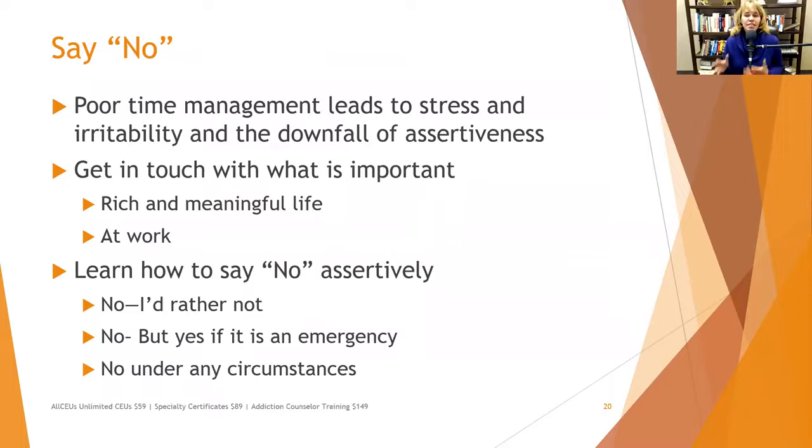The second level is one where you really don't want to say yes, but if you have a friend or a colleague or your boss really, really needs something, then you might be willing to put aside something that's important to you in order to help them out. Level 3 is no under any circumstances. There is just no way I'm going to do this.